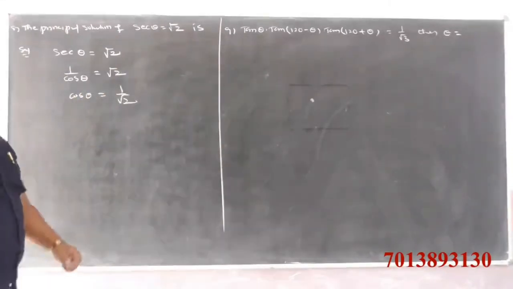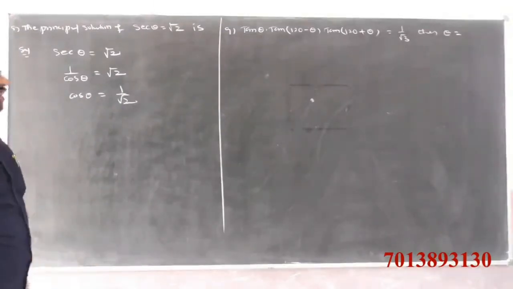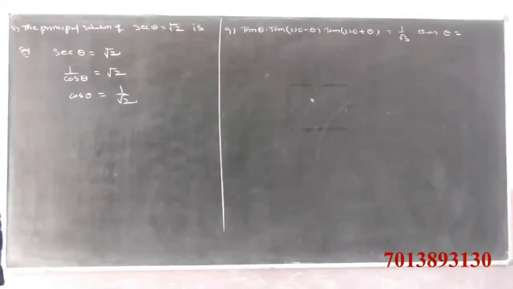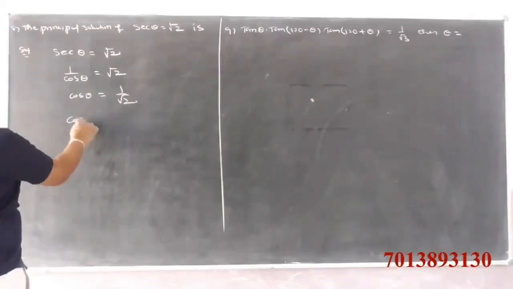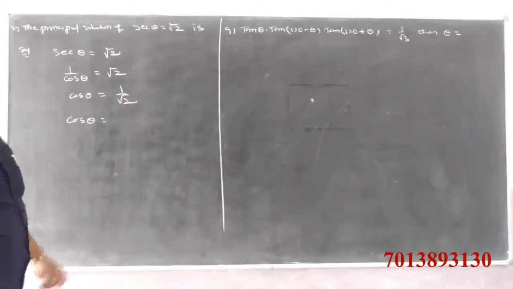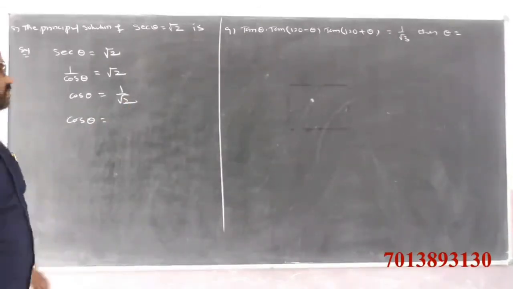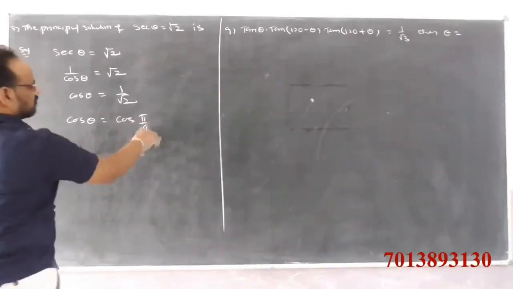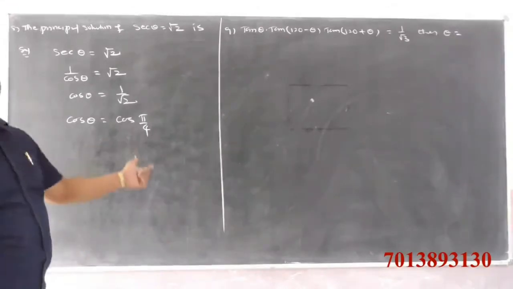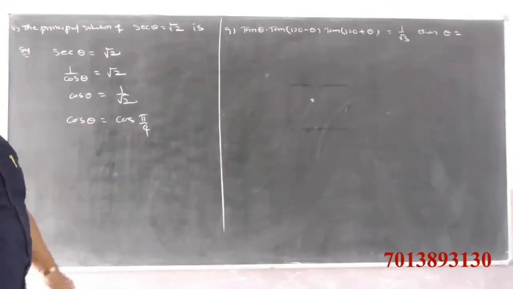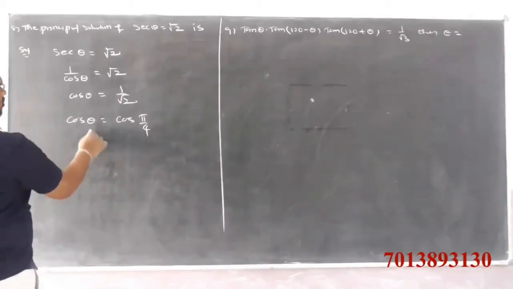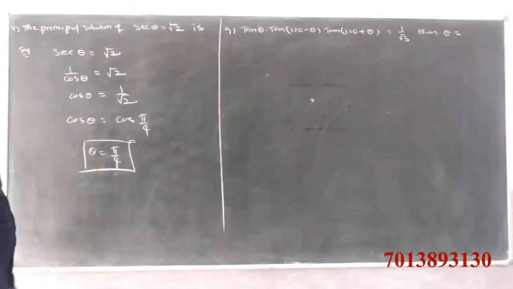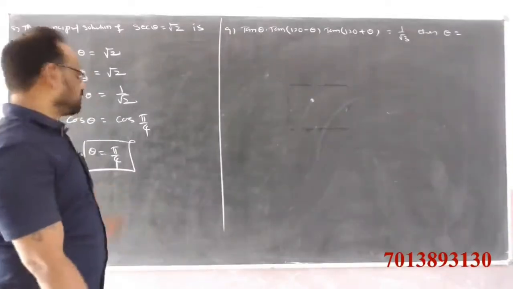That means secant x is equal to k, cos x is equal to 1 by k. So we want the value of theta, the principal solution. Observe here, cos theta is equal to 1 by root 2, and in terms of cos, that is cos pi by 4. Cos 45 degrees is 1 by root 2. So the principal solution here is theta is equal to pi by 4, the principal solution of the given trigonometric equation.